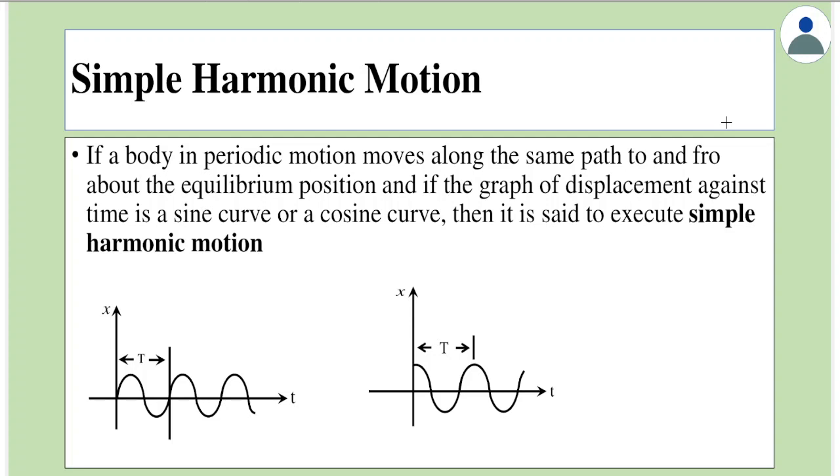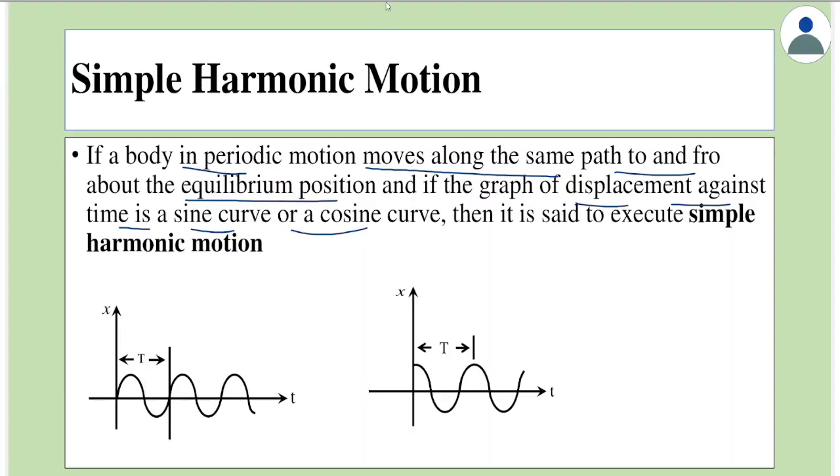Hello everyone, let's study an important kind of oscillatory motion called simple harmonic motion, SHM in short. To define this, you can say that if a body in periodic motion moves along the same path to and fro, which basically means it's an oscillatory motion about the equilibrium position, and if the graph of displacement against time is a sine curve or cosine curve, then it is said to execute simple harmonic motion.